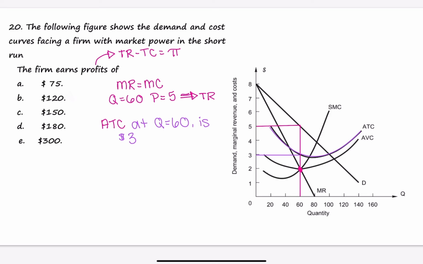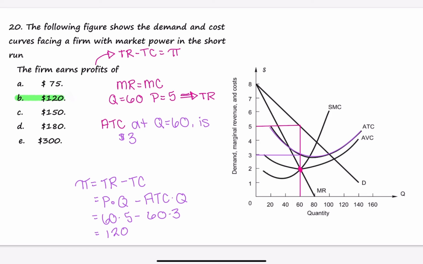So that means that pi, defined as total revenue minus total cost, which can be broken down to price times quantity minus average total cost times quantity, is going to be 60 times 5 minus 60 times 3, which is going to give us 120, which is B.